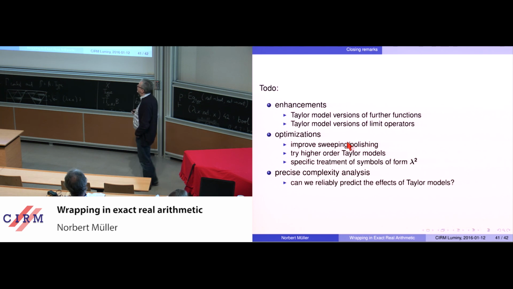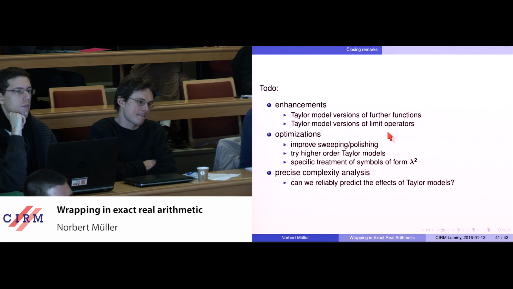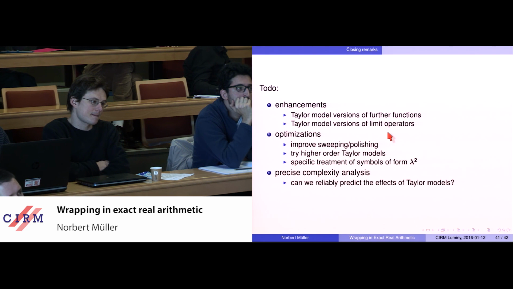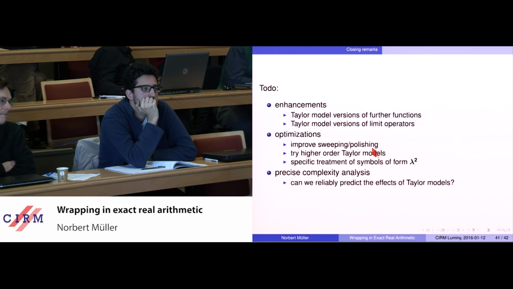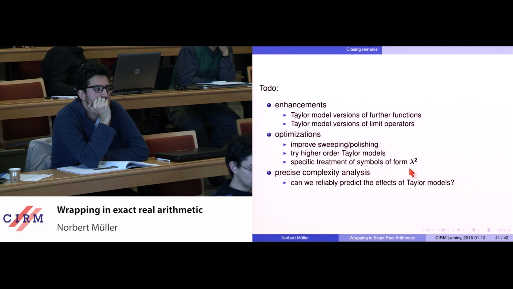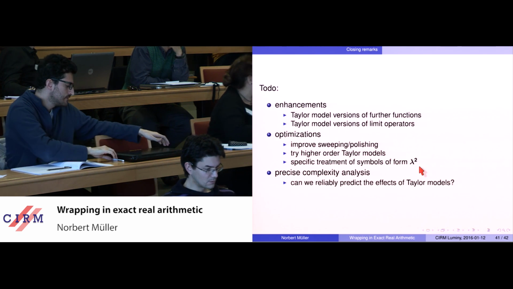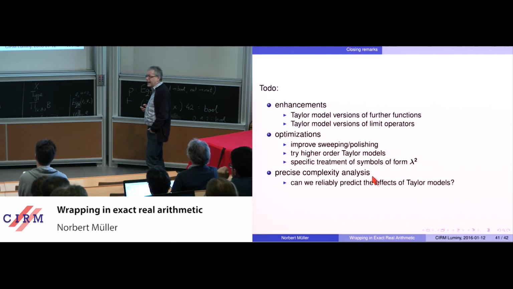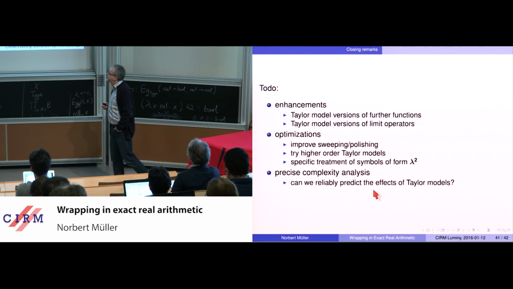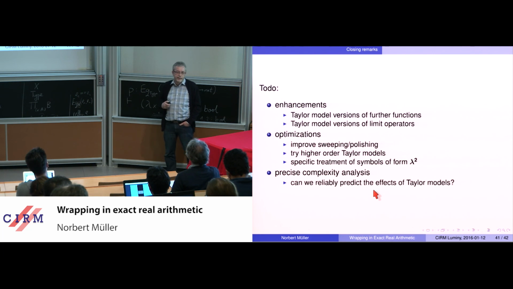There are so many degrees of freedom that we still do not know what the best thing to do is. Maybe there is no best thing. We just have to try. We have to try higher order models. Maybe there is a specific treatment of squares, which is nice in Taylor models. And of course, we want to have a precise complexity analysis of all this stuff.